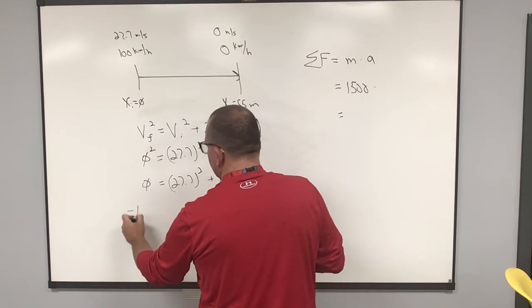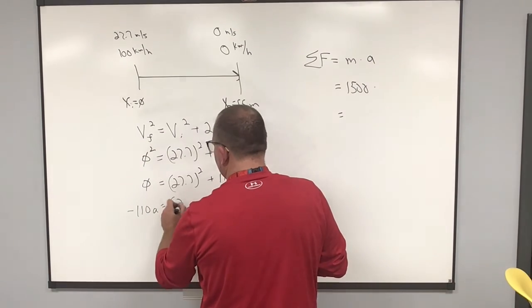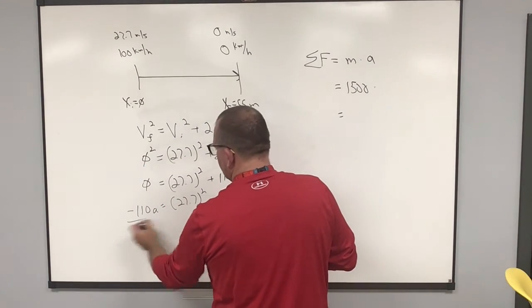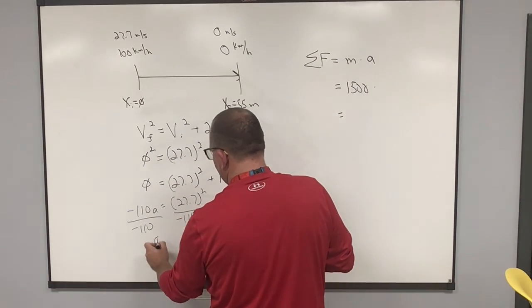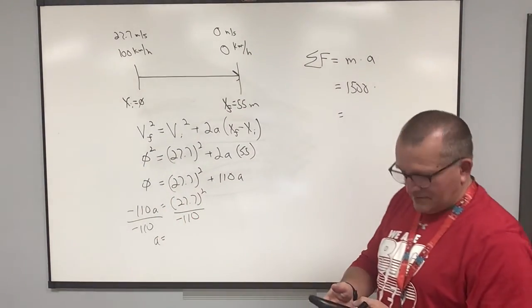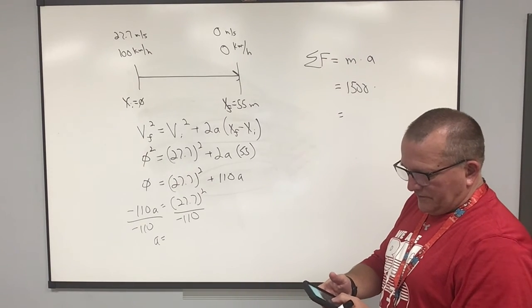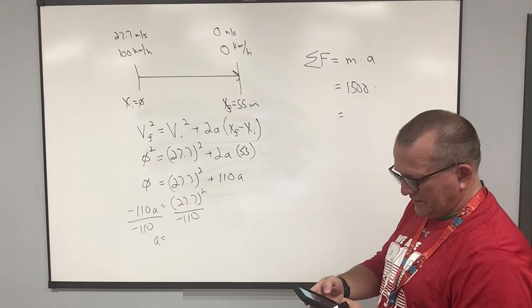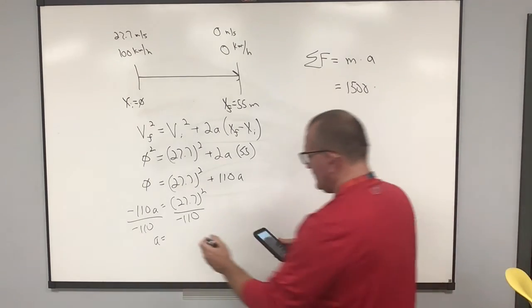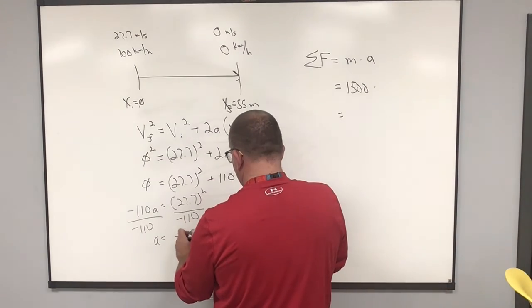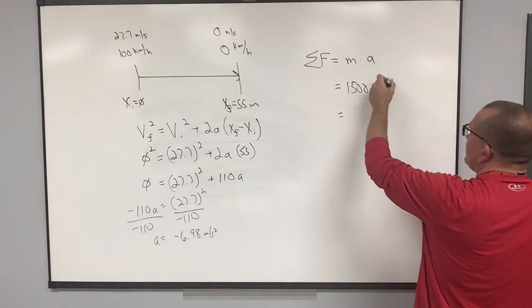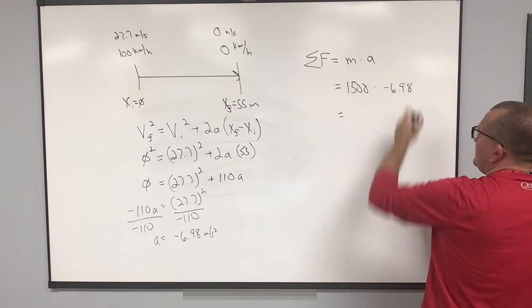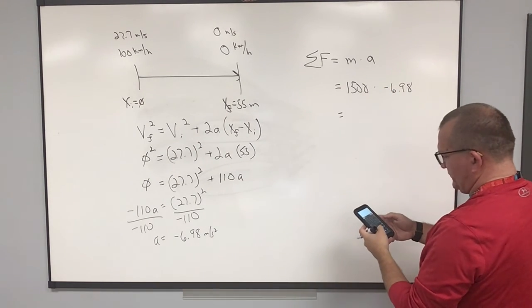Bring the 110a over. Divide by negative 110, which will give me a nice negative number, which is what I want for my acceleration. I take 27.7 squared, divided by negative 110, and I get an acceleration of negative 6.98 meters per second squared. I then take that number and put it in here. Now this is going to give me a negative answer, and we'll explain what that means.